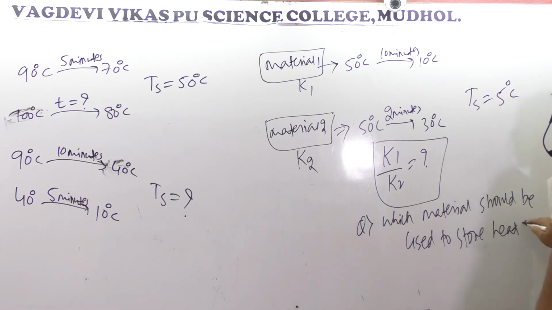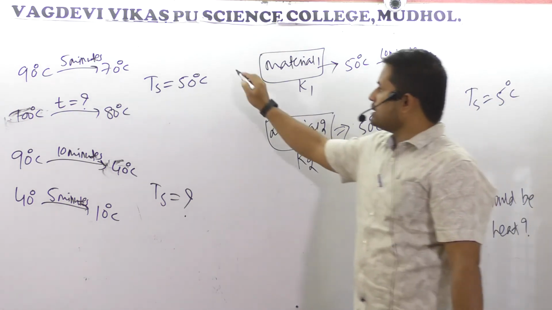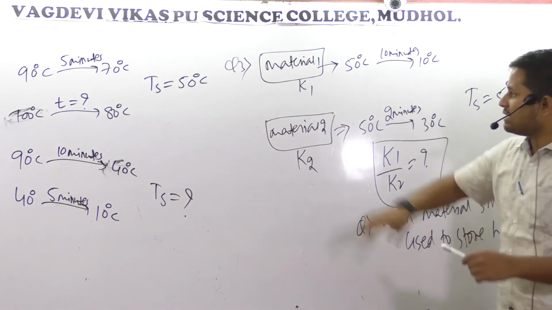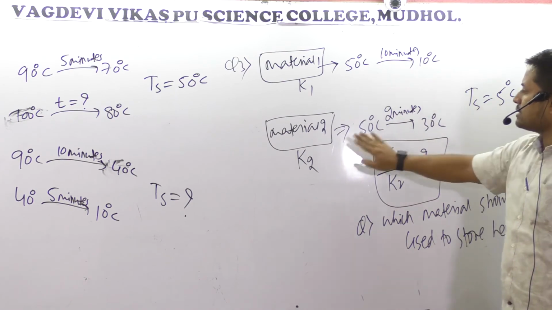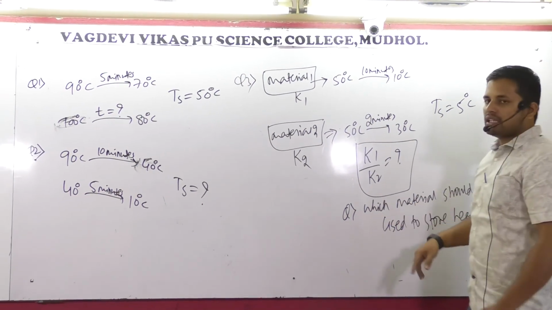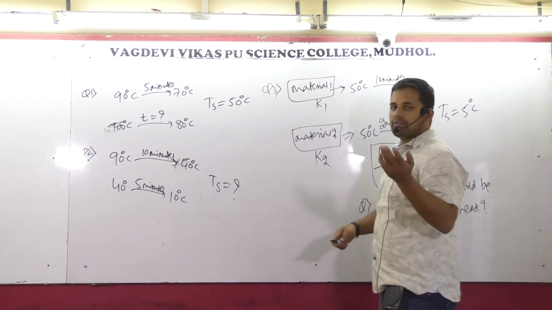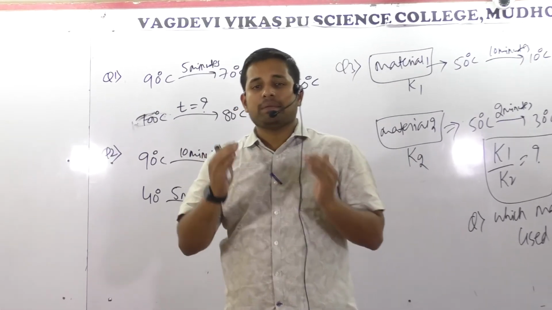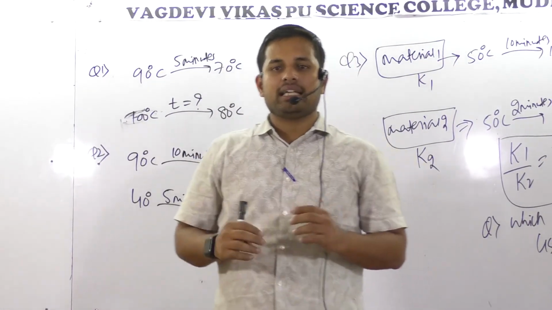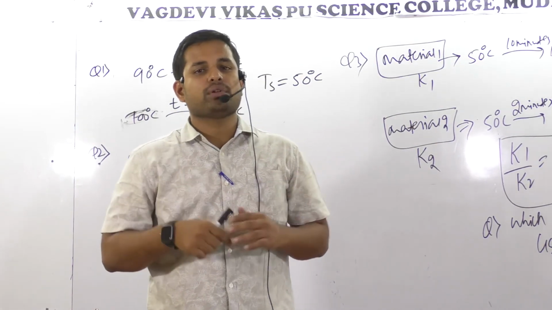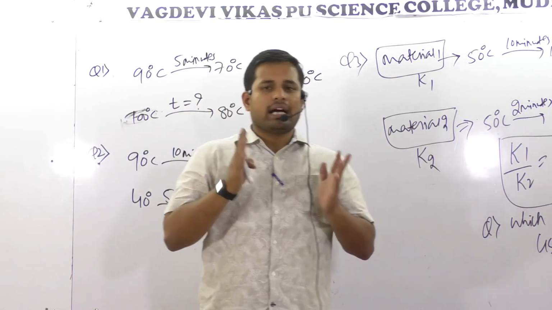Store heat. Okay. I have given these 3 problems. First one is there, second one I have written, and the third one is already known to you. I hope you understand. Material 1, 50 to 10, 10 minutes. Material 2, 50 to 30, 2 minutes. K1 by K2 is asked, and which material should we use? You should find out the ratio of K1 and K2. Then you should tell them, whichever K value is less, that cooling constant is less, no? It takes more time to cool. So that's how you are supposed to understand those things.